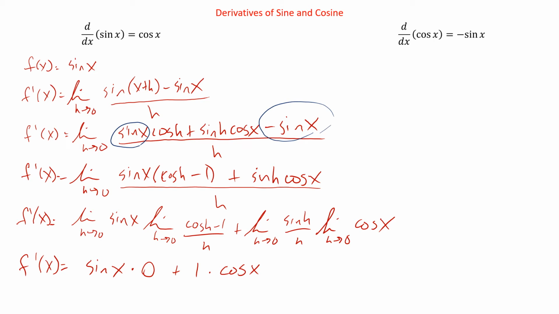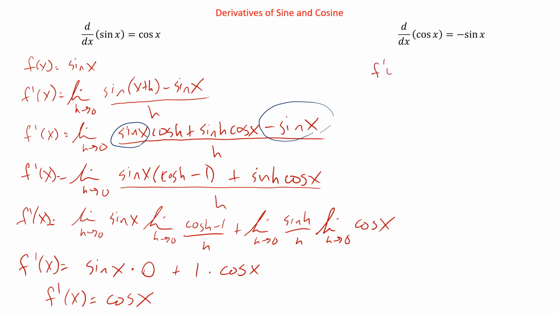Well, sine x times 0 is 0. 1 times cosine x is cosine x, so f prime of x equals cosine x. So that shows that. What are some types of derivatives you'll have to find?